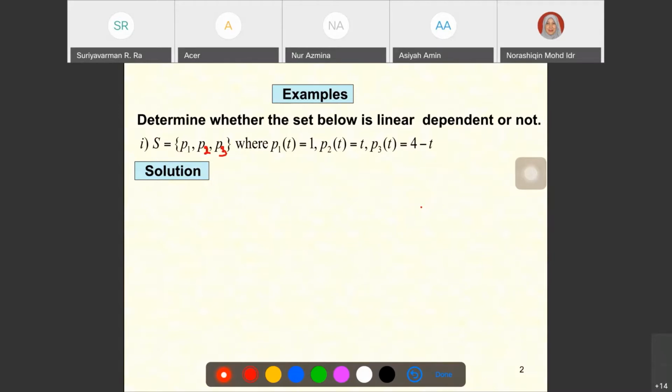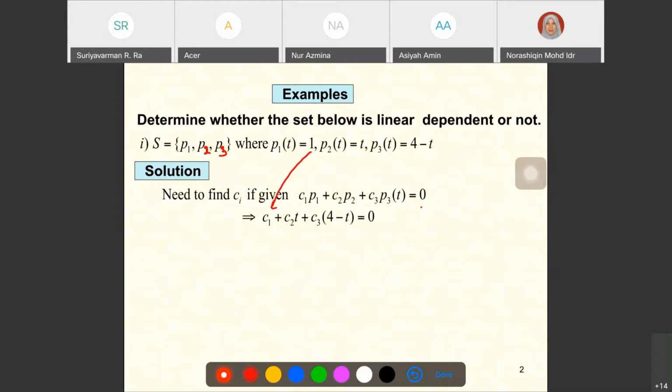So we need to find the C's such that C1P1 plus C2P2 plus C3P3 equal to 0. Substitute what P1 is. C1 P1, P1 is 1. C2 P2, P2 is t. C3 P3, P3 is 4 minus t.